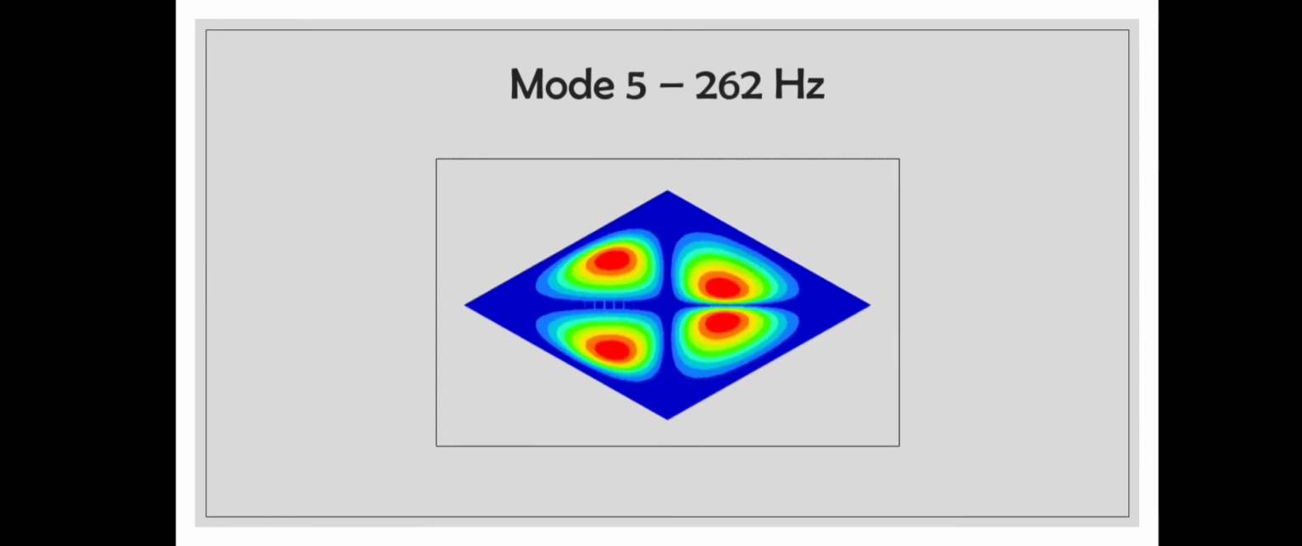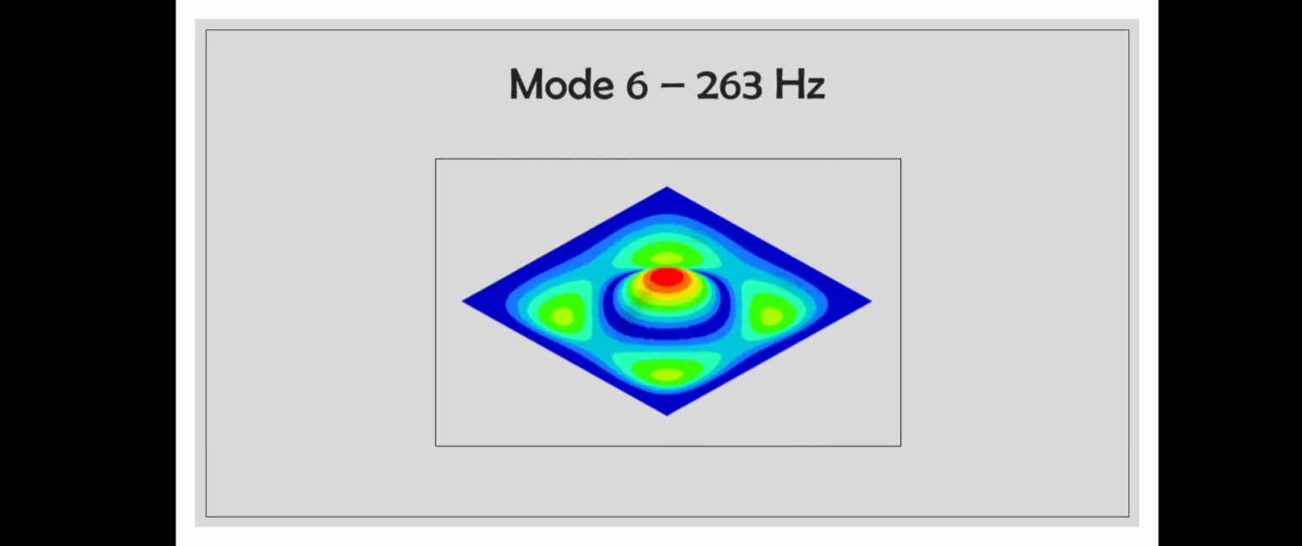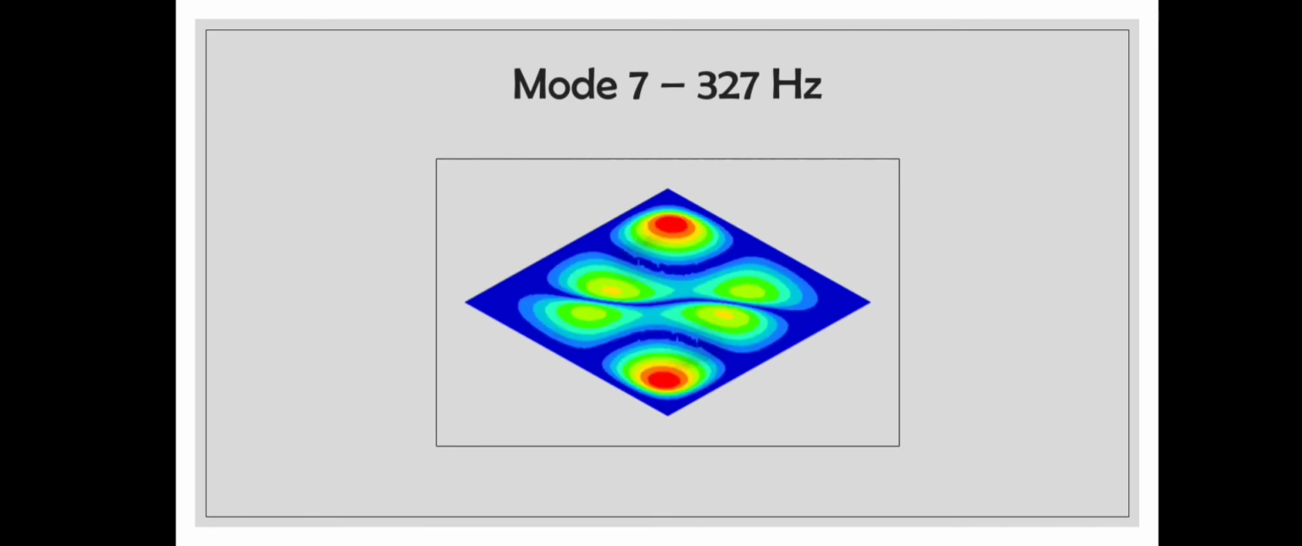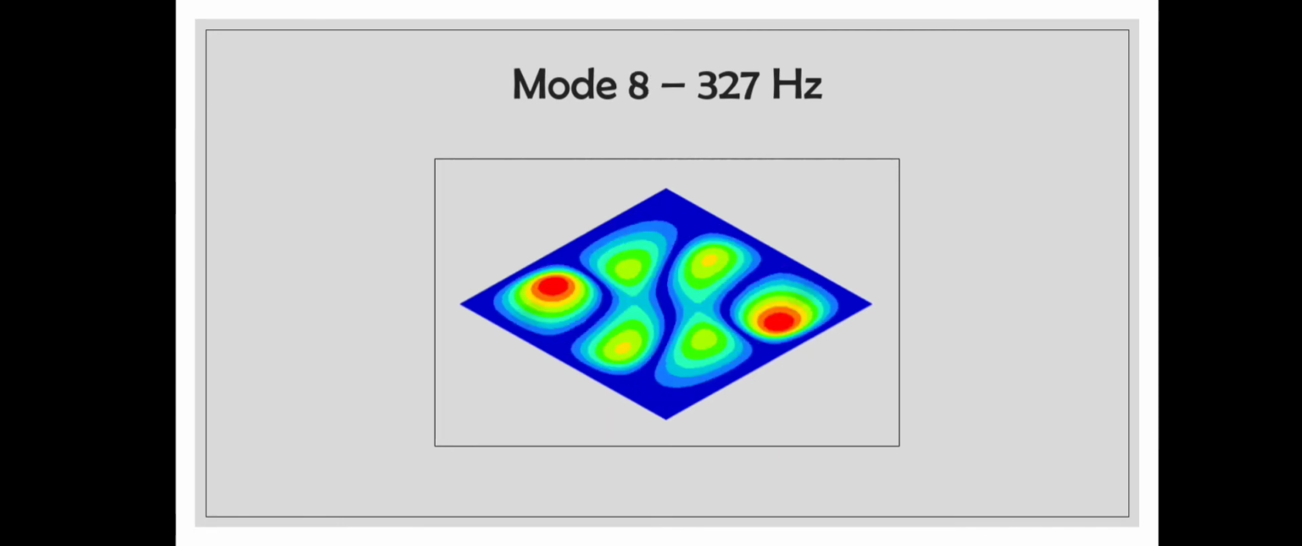Fifth at 262 Hertz. Sixth at 263 Hertz. Seventh at 327 Hertz. And eighth again at 327, but different mode shape.